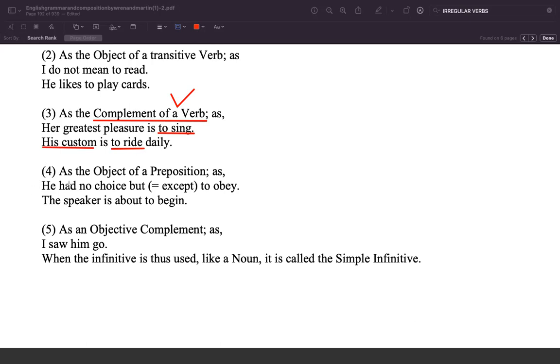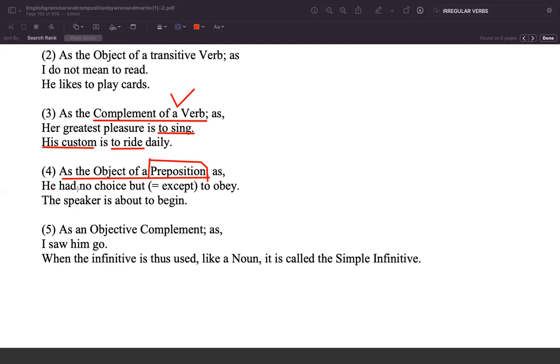But remember, it is a complement of a verb, while at the same time giving complement to the custom or the greatest pleasure, right? Now look at the fourth one: the infinitive used as the object of a preposition. The infinitive is not only used as an object of a transitive verb, it is also used as an object of a preposition. How?